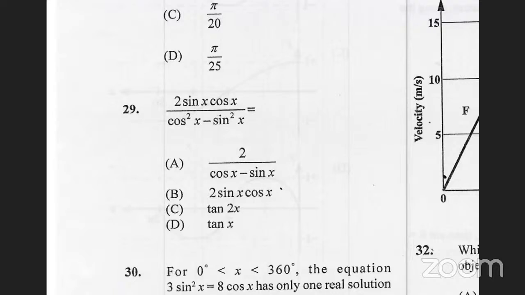Twenty-nine is 2 sine x cos x. They want you to expand that out. The top, if you remember your identities, is sine 2x and the bottom is cos 2x. If you remember your identities, right? So therefore, that's tan 2x, cut.